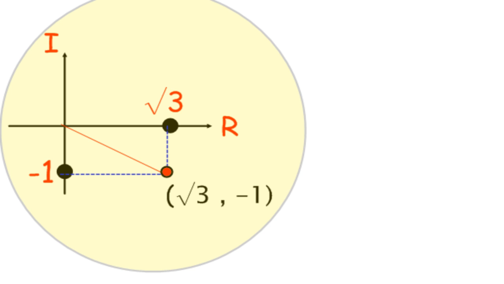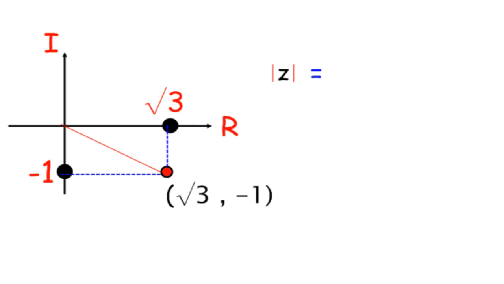To find the modulus, mod z is given by the square root of the sum of the squares of the x and the y coordinates. So mod z is equal to the square root of root 3 squared plus minus 1 squared. Root 3 squared is 3, minus 1 squared is plus 1, square root of 3 plus 1, square root of 4 is 2, so mod z is equal to 2. To find the argument of z, first thing we do is, in this small triangle here, we find the size of this angle. Say we call it x.